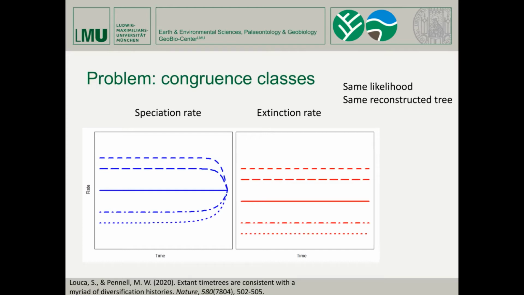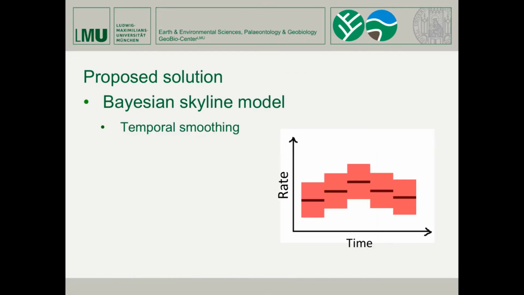And the problem with these models is that they have the same likelihood when you evaluate on any dataset. And when you sample trees from these, they produce the same reconstructed trees. So the question is, can we use statistics to pick out one of these models out of many if the problem is not identifiable? And our proposed solution is to use a Bayesian skyline model.